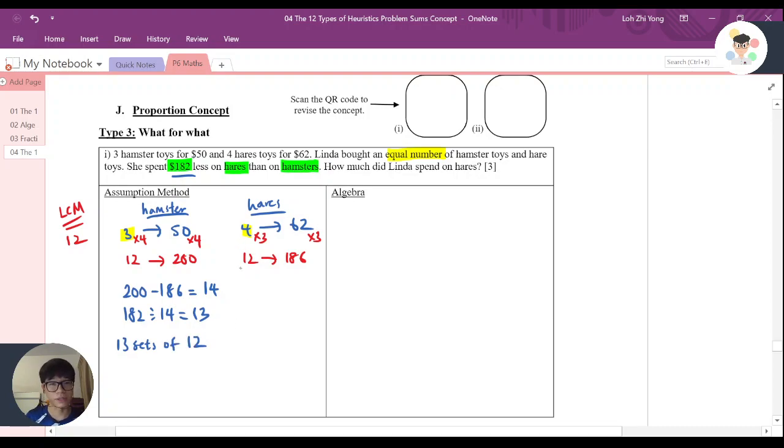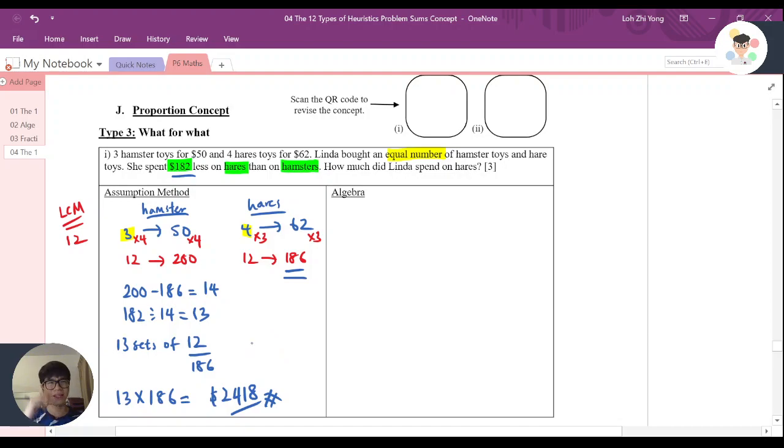But again, I know that this 12 is not the given price. I know 12 is $186. So I will use 13 times 186. If you press on the calculator, 13 times 186 will be equal to 2418. And that is basically the final answer.